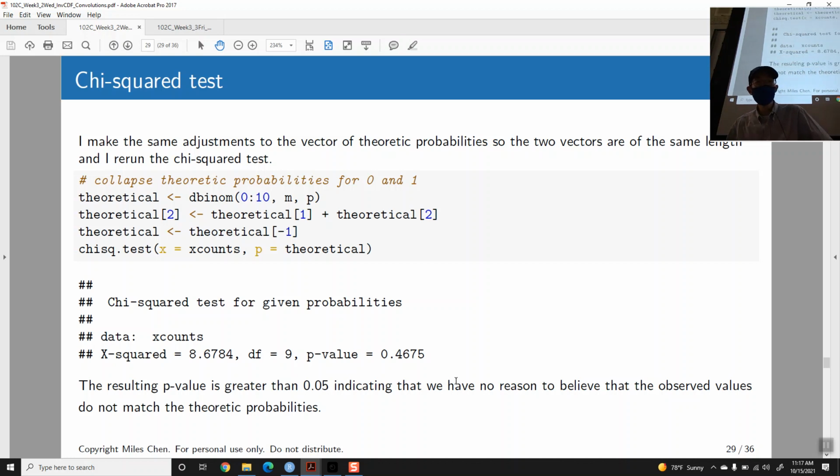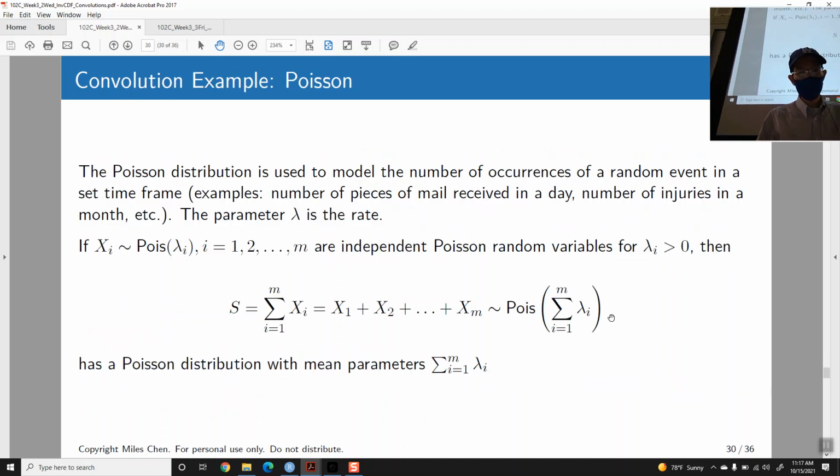Any questions on this? We were just generating some values and then doing some statistical tests to see if the random values we generated fit what we expect them to look like. Okay, what about this?